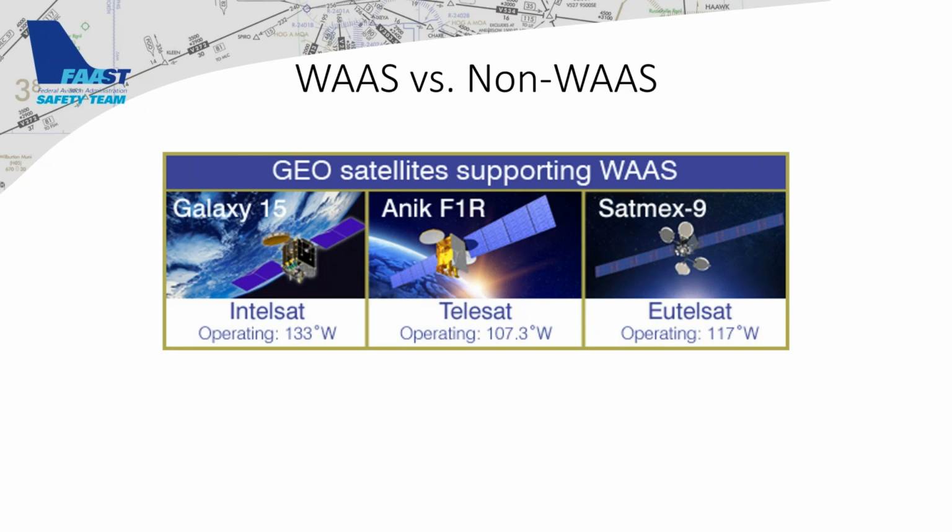But for the US, we have the Galaxy 15, the Anik F1R, and the SatMex-9. Those are our 3 geosynchronous satellites that give us the WAAS signal. So if you have WAAS in your airplane, it's getting a signal from one of these 3 satellites. Not that that's super important to you as a pilot, but I thought it added some good background and is just interesting to know how the system's actually working.